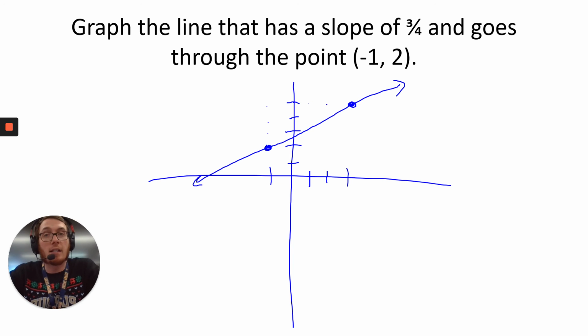The next question says that you have a graph that has a slope of 3/4 and goes through the point -1, 2. And it says to graph the line. Now, for a question like this, it's great if you know how to graph it. You also need to know how to explain it. So if you're going to explain a question like this, you always start with the point.